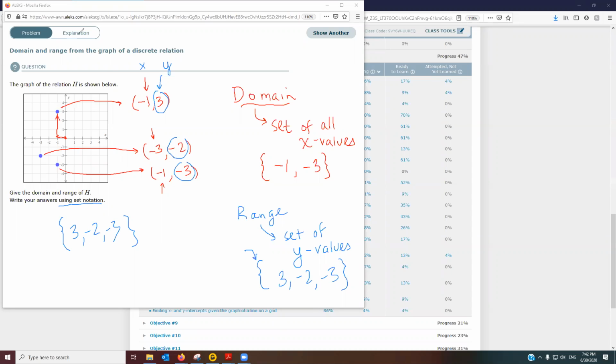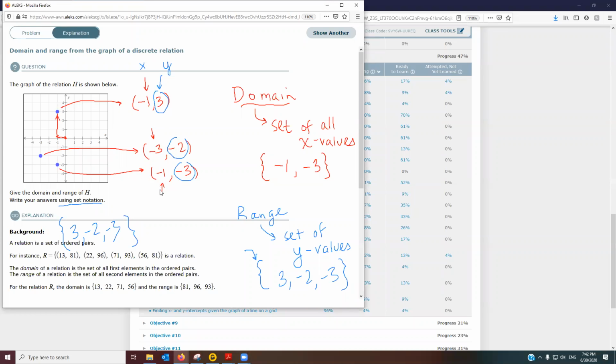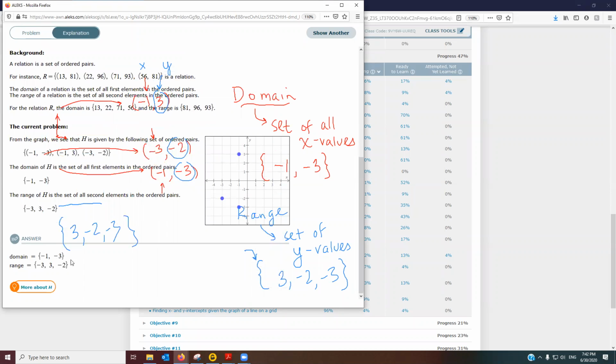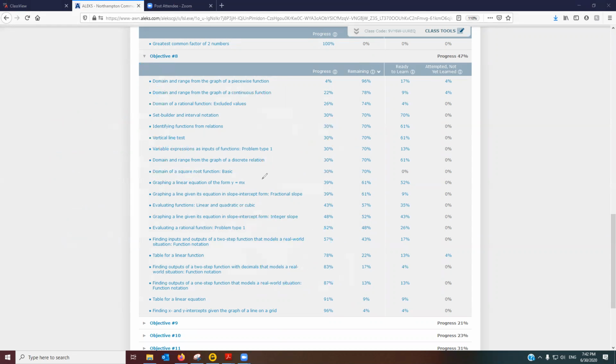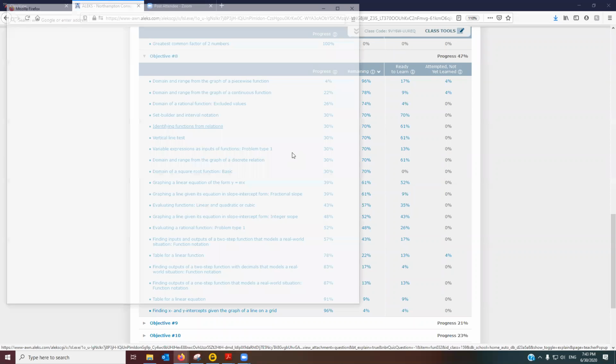Okay, again, remember you can click the explanation button and it would explain how to analyze this kind of problem. Okay, let's go to another example. How about identifying functions from relations? Let's take a look at that one. Let me go to identifying functions from relations.